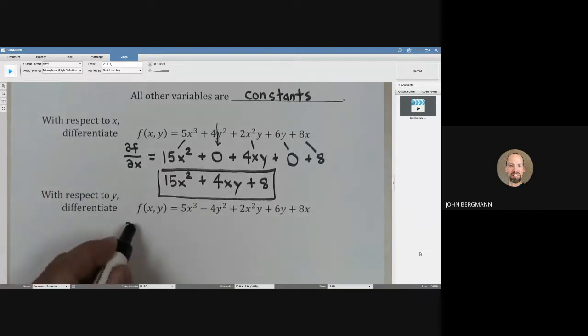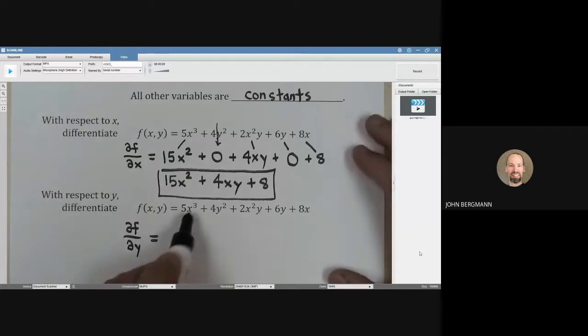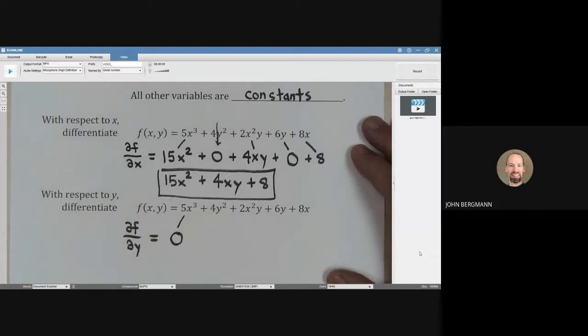If you took the same function and you differentiated it with respect to y, you would write d with panache f, d with panache y, like that. Now we'd say, oh, okay, anything that's not a y is a constant. So x is a constant, and a constant multiplied by 5 is just another constant. So if we're showing our work here, when you differentiate that bit of it, you'll get 0.